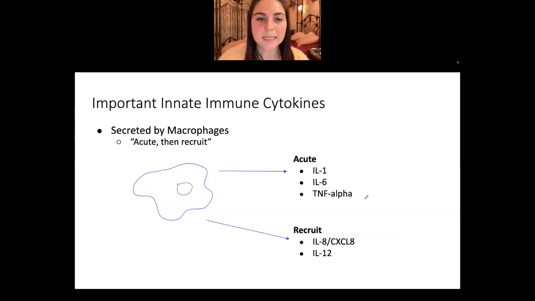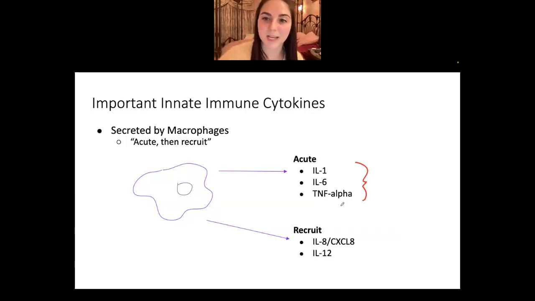So these important immune cytokines, you can think of this is my really poorly drawn macrophage. I just didn't want to have a blank screen. So these macrophages are going to secrete acute, I say acute then recruit. So they release these cytokines to do something acutely, and usually it's some sort of inflammation, which you're going to see in a second. These are all involved with inflammation. That's what's meant by acute.